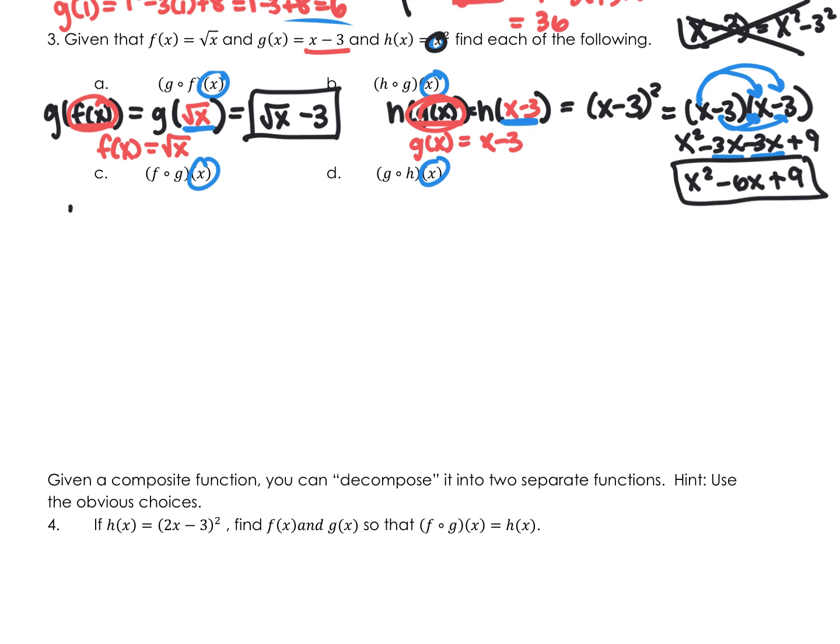For C here, we're going to do f of g of x. We'll start with the inside, g of x. They tell us what that is. It's x minus 3. And then we come up here, and we're going to plug that in here for g of x.